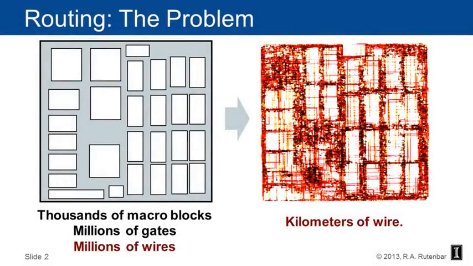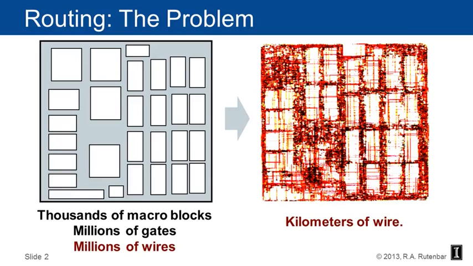So let's start with sort of a basic overview of what's going on in the routing task. So we have figured out how to place all of the gates that are created by logic synthesis and then technology mapping from our technology library. And we have the new problem of figuring out how to connect the wires. So this is the routing problem. And in a big ASIC, you could have thousands of macro blocks representing memories and other predefined chunks of things like processors and such, millions and millions of gates, and millions of wires, literally.